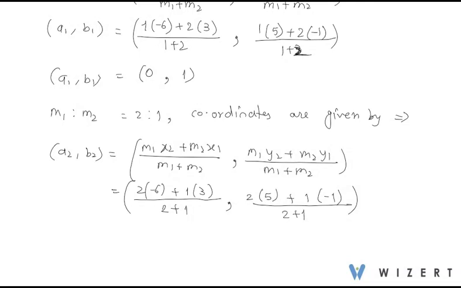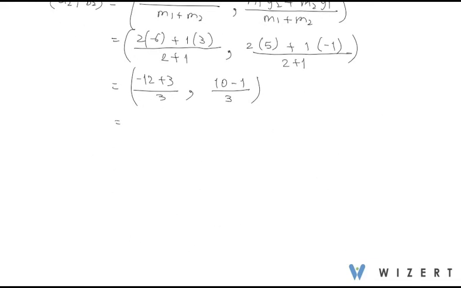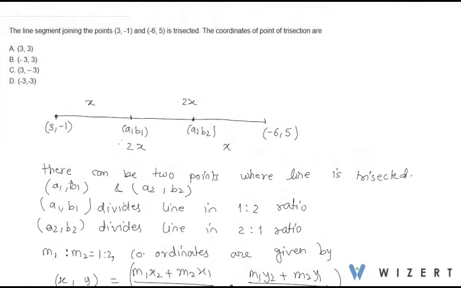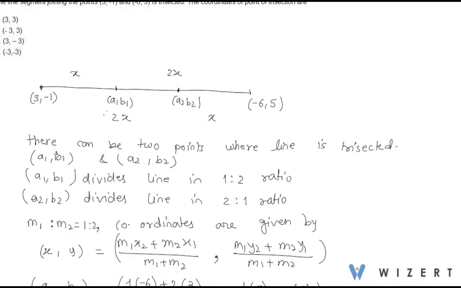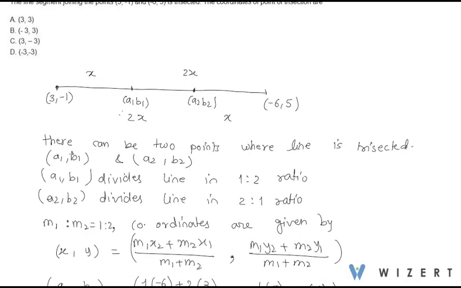So these will be, let's see, 2 into minus 6 is minus 12 plus 3 divided by 3, comma, 5 into 2 is 10, 10 minus 1 divided by 3. So the coordinates are, let's see, minus 9 by 3, comma, 9 by 3. So that gives us (-3, 3). So (A2, B2) have come out to be (-3, 3). Let's see what are the options. Yes, the answer is option B, (-3, 3).